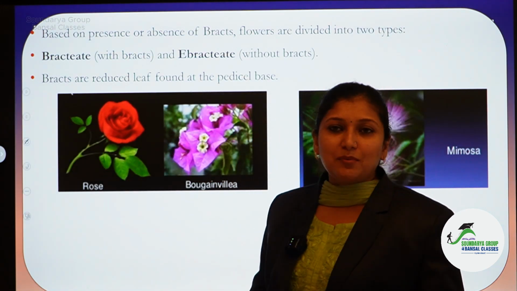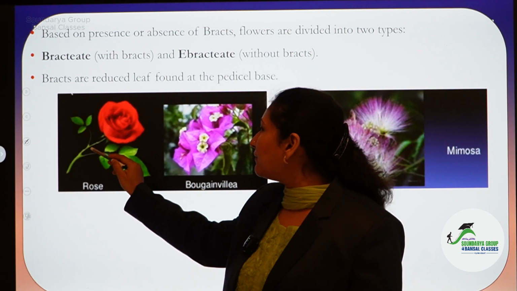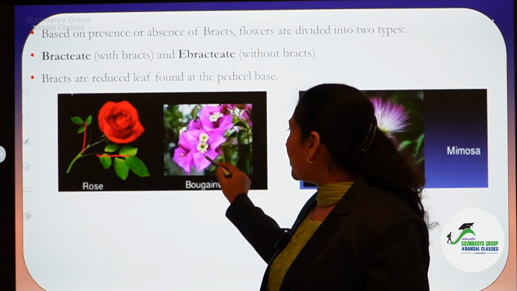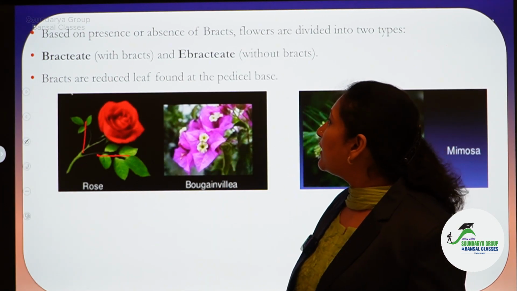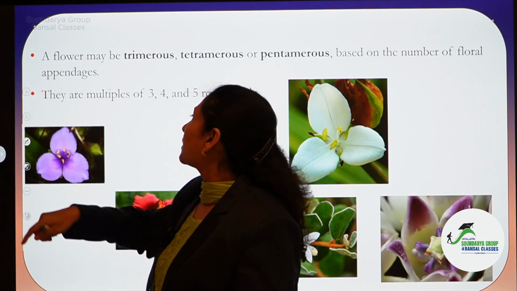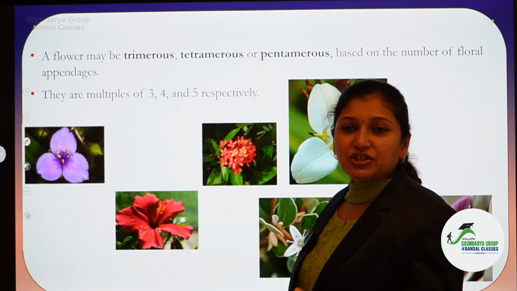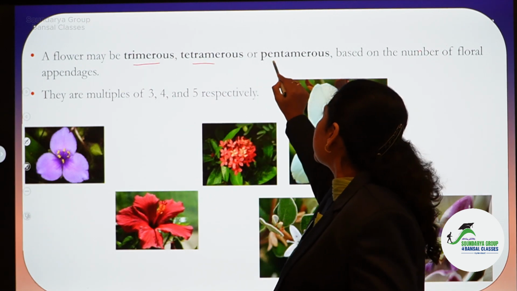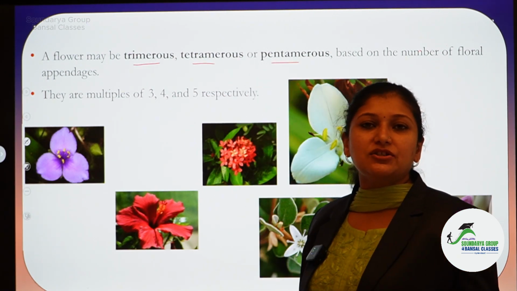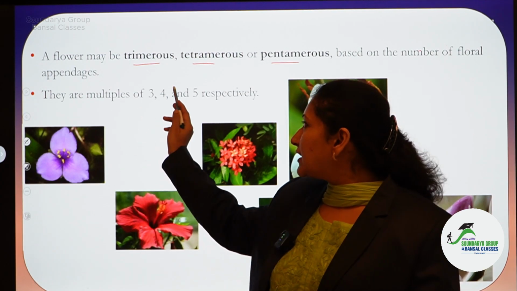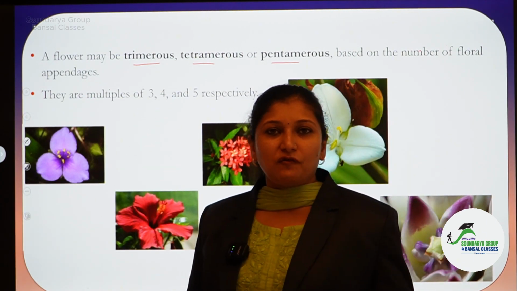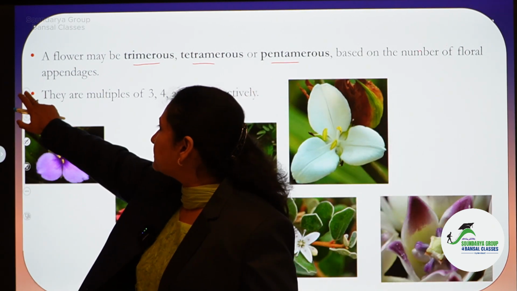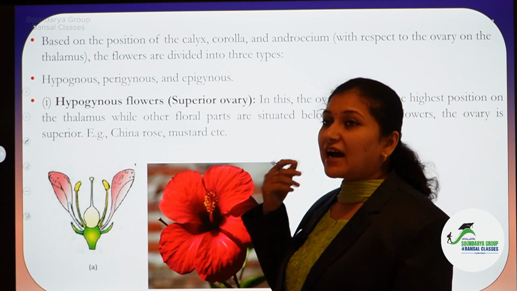So bracts, what are bracts? Bracts means leaves present below the flower, just like in bougainvillea I told, so these are known as bracteate flowers. Then based on the number of petals and sepals, we call it trimerous, tetramerous and pentamerous flower. If the number is 3 or a multiple of 3, then trimerous, 4 or a multiple of 4, then tetramerous, 5 or a multiple of 5, then pentamerous.